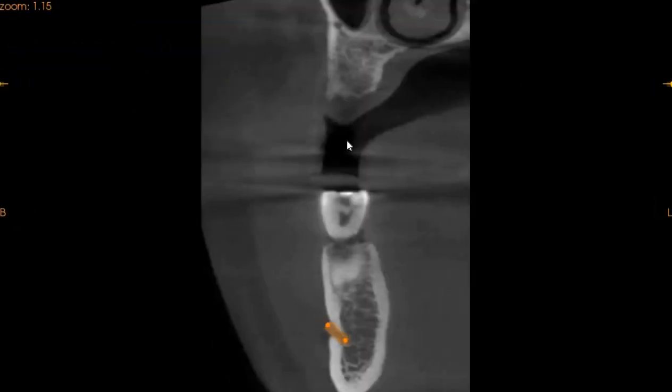Now, this is the transaxial view. The transaxial view is very similar to a proximal view. So I'm going to zoom in on the upper right side. On the transaxial view, if you're considering the center of the ridge, we've got approximately 9.6 millimeters of ridge width with approximately 12 millimeters of ridge height.